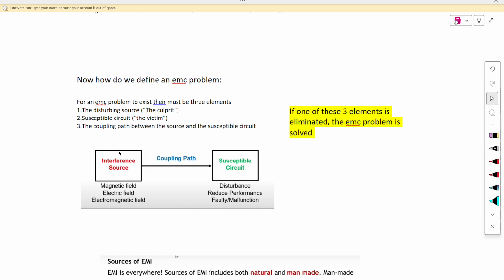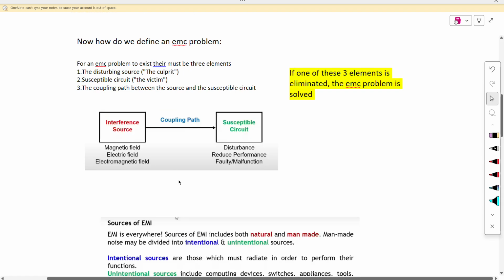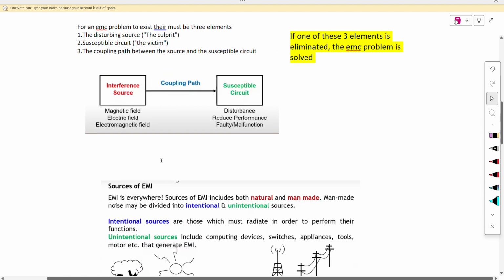This is where the radiation is being emitted, which might be a magnetic field or an electric field or a combination of both, which is an electromagnetic field. And the victim here is being affected, having a reduced performance or malfunction in the device. And the connecting part by which this radiation travels to the victim is what we call the coupling part. Now, this problem can be solved if one of these three elements is eliminated. Now, we will look into these three elements.